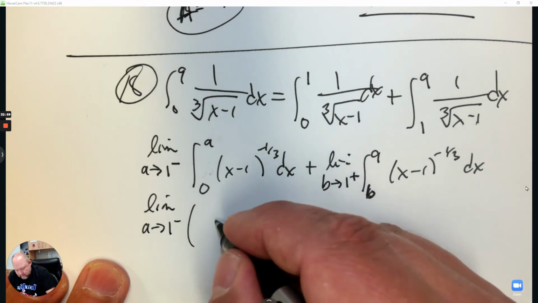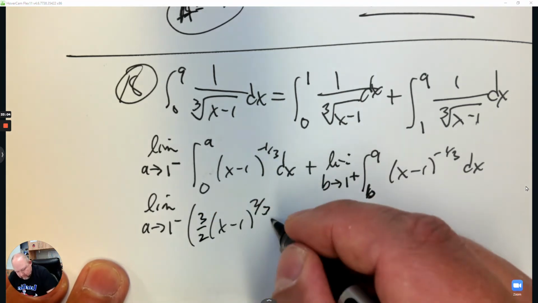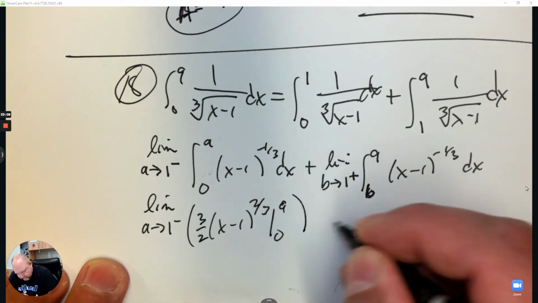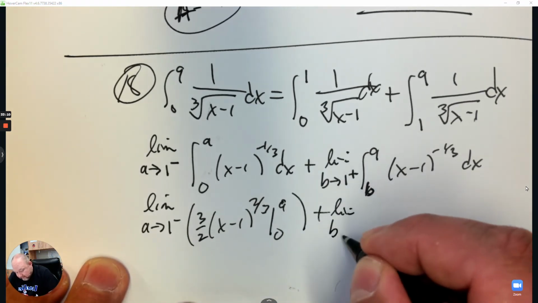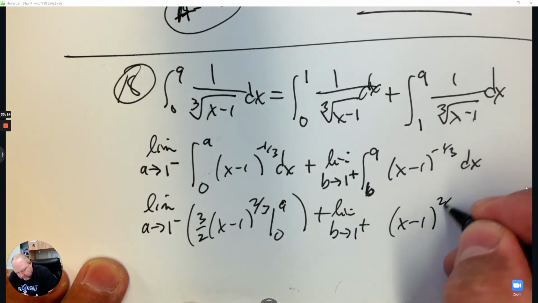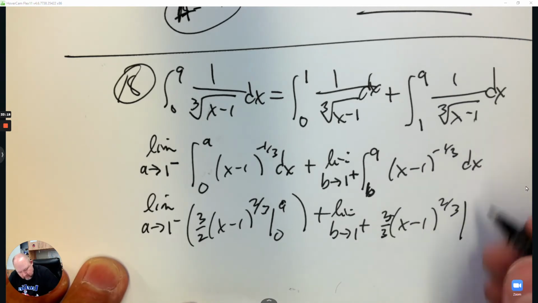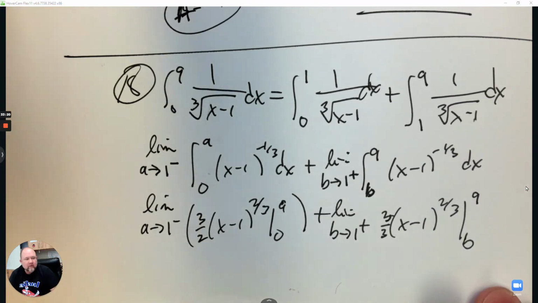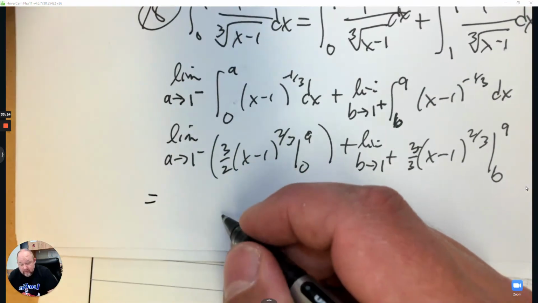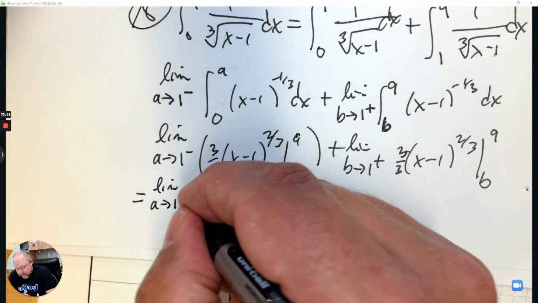So we're going to add 1 to the exponent, and then instead of dividing, multiply by the reciprocal, and that goes from 0 to a. We're going to do the same thing here. We're going to add 1 to the exponent and use the reciprocal. This one's going to go from b to 9. And now we're going to substitute in and see if the limit exists, if it converges to something, or if it diverges.